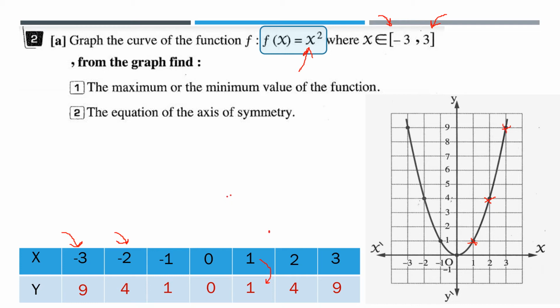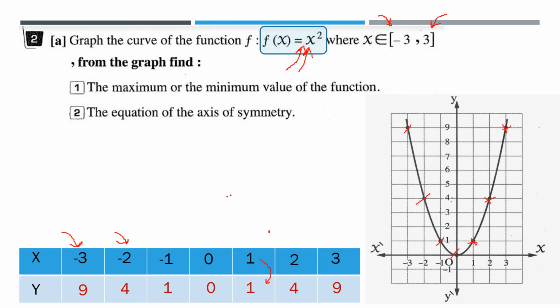والبارت الثاني at x negative 1 y1, at negative 2 y4, at negative 3 y9. بعد كده هنوصل الجراف بتاعنا أو الكيرف. تمام. بعد كده بيقول لي the maximum or the minimum value of the function. طيب هي maximum ولا minimum? Look at the sign. الساين اللي هنا is positive so the graph is upwards. تمام. يبقى عندي minimum value.